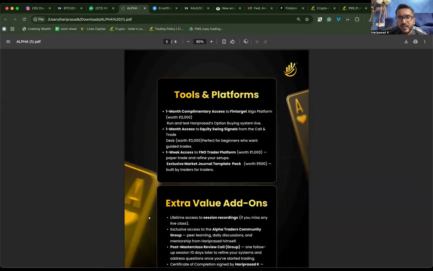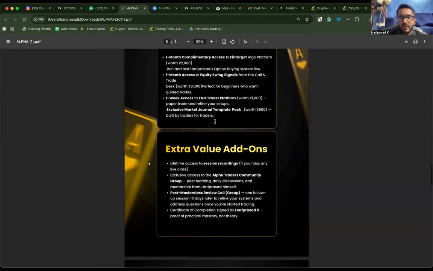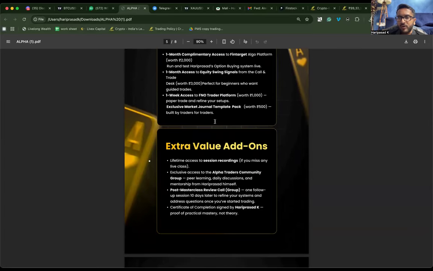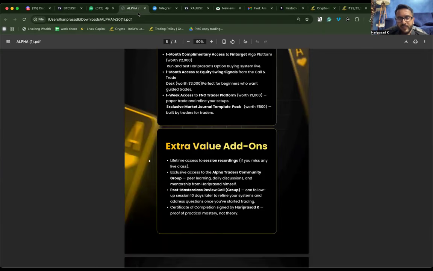Along with all these things, there are going to be a lot of other benefits. As I mentioned, you're getting lifetime access to our algo trading platform. You're also going to get 1 month of complimentary access to our equity trading signals. Since I myself am a SEBI registered RA, we do have equity signals that we share. You'll get 1 month of complimentary access to our equity signals call and trade feature, where my team will reach out to you and guide you on what trades to take, what not to take, all those things. You'll have one-on-one support, including support on how many quantity to trade.